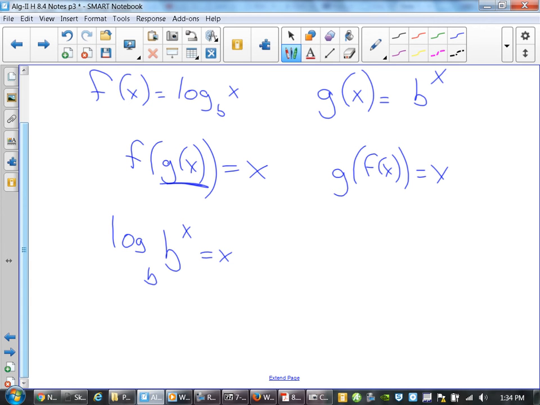Then if you do the same thing going the other way, you start with the f of x equation, and you surround it with the g of x equation. Which means this becomes an exponent to that base. So it's b to the log base b. It's been exponentiated.